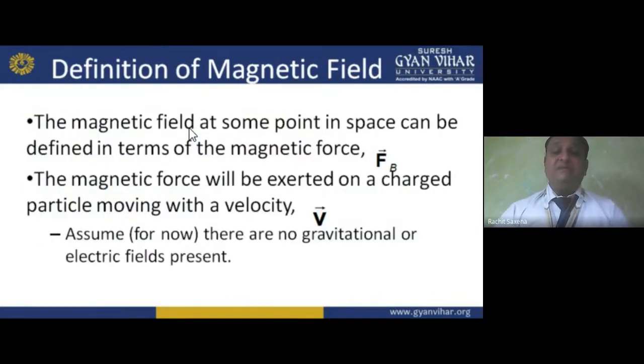Now, in a simple way, if I am talking about the definition of a magnetic field, the magnetic field at some point in space can be defined in terms of the magnetic force, that is FB. The magnetic force, the force vector F_B, is exerted on a charged particle moving with a velocity. That is, it moves with the velocity. If I put some force, it will start to rotate and move. That is your velocity.